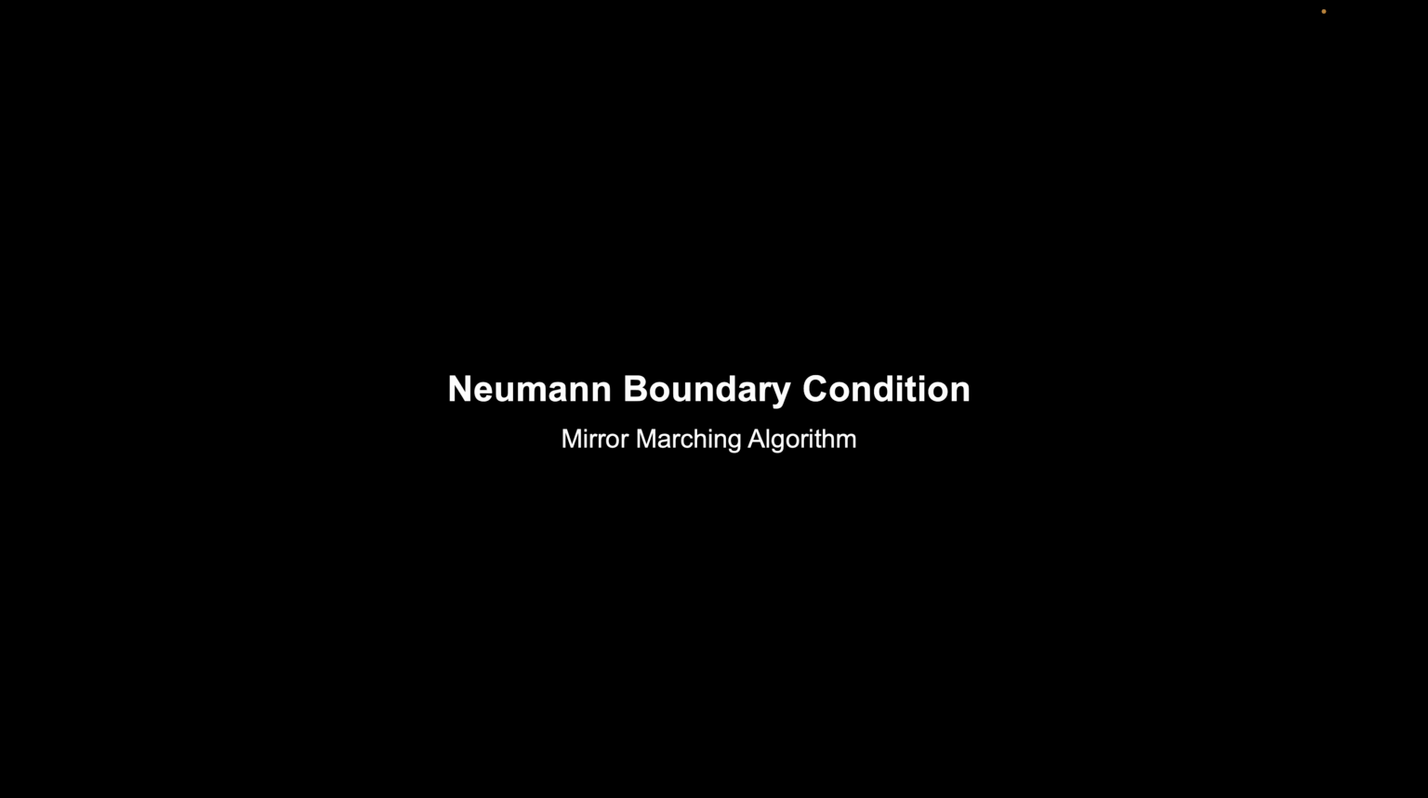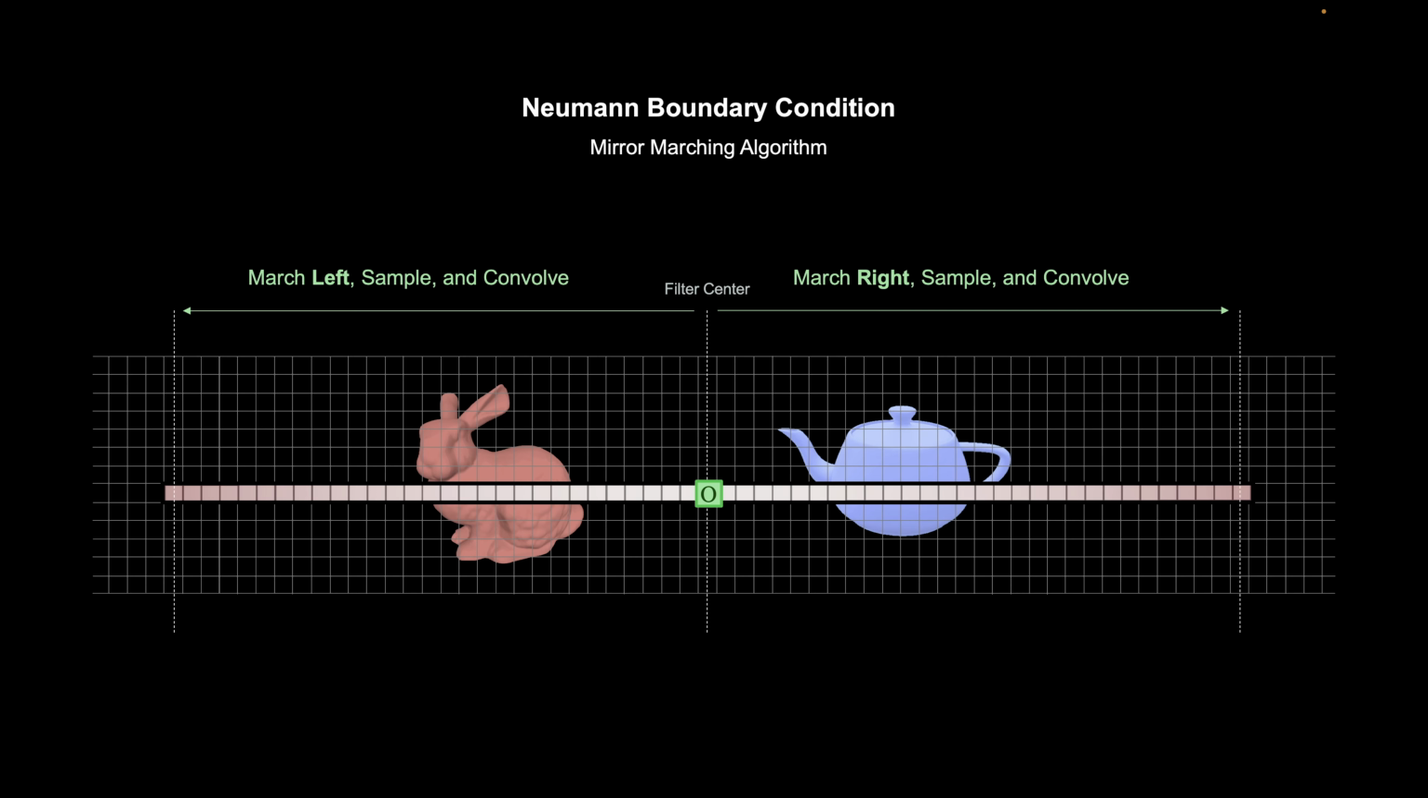To deal with the Neumann boundary condition, we introduced the mirror marching algorithm. Mirror marching is applied simultaneously with convolving the Poisson filters. It's done individually for all 3 dimensions and for each cell in the domain. To understand how it works, consider this example.